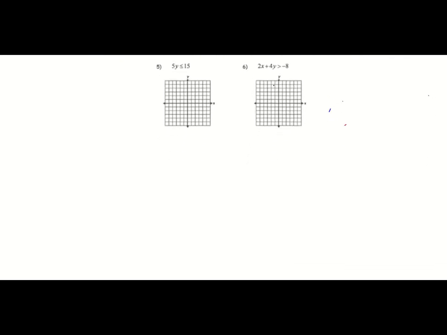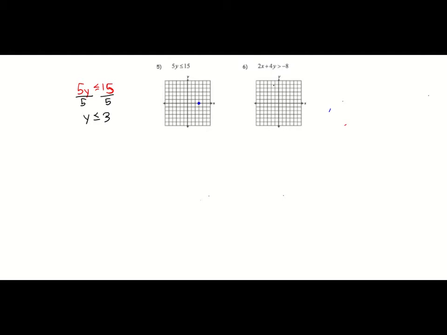All right, last two problems. Number 5. We have 5y is less than or equal to 15. Let's get y by itself. If we have 5 times y, that means I'm going to divide by 5 on both sides. I get y is less than or equal to 3. Similar to our last one, it's going to start with y equals 3.